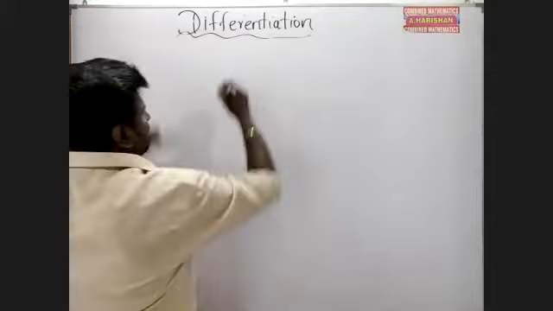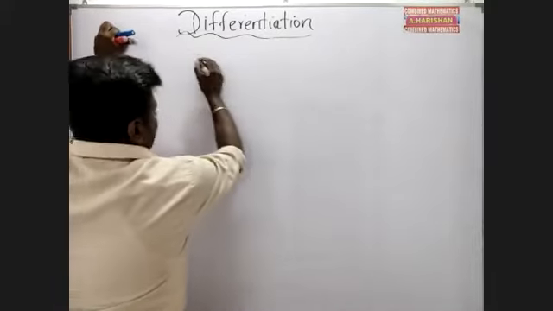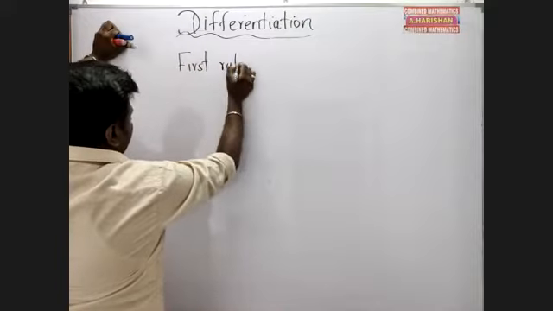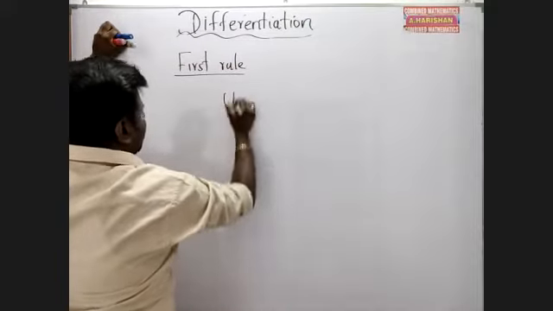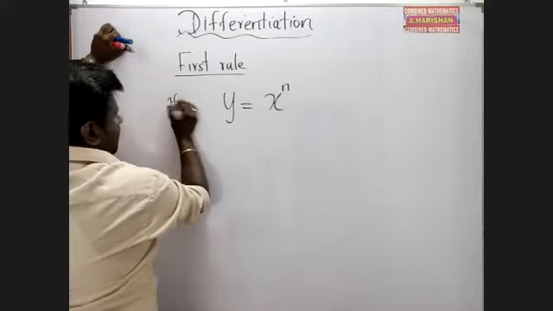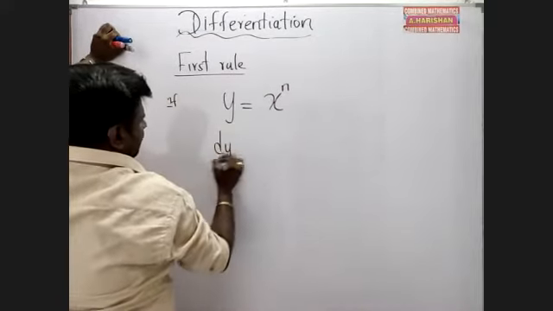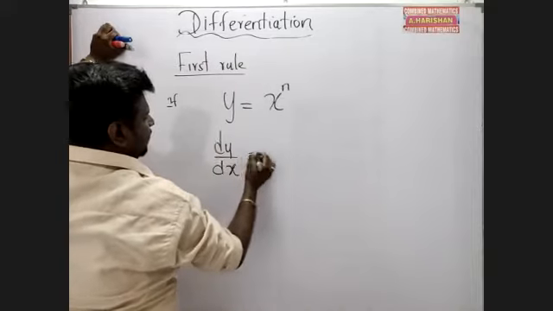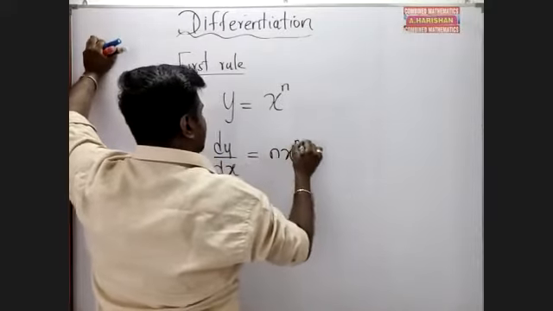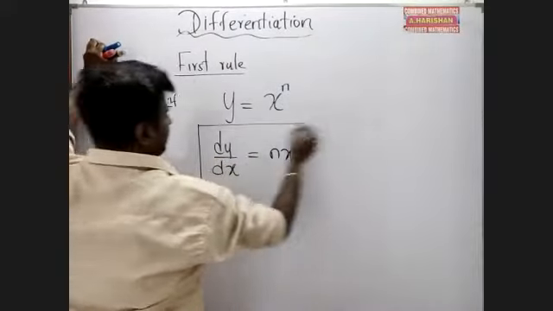Second one, the first rule. Write down the first rule. y equals x to the power n, then dy by dx. You know everything about dy by dx, so I don't need to give the explanation for that. It is n x to the power n minus 1. So you have to box it.